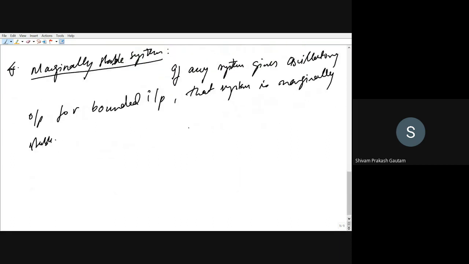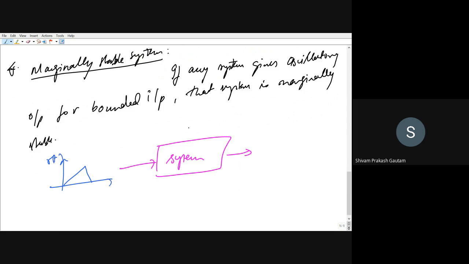Suppose, again, we are considering one case. If you have our system, and we are providing input and getting a certain output. Now let us suppose in this case we are again providing a bounded input. Let's suppose this is r(t) and this is time.